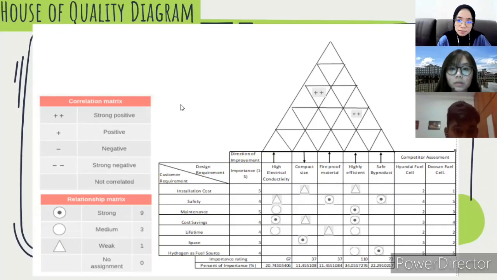Then the strong correlation is between high electrical conductivity and highly efficient. Another strong correlation was also between fireproof material and byproducts. As you can see, our competitors are also evaluated at this point. They are here, the Hyundai fuel cell and Doosan fuel cell. So next.